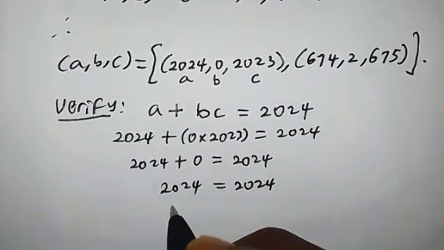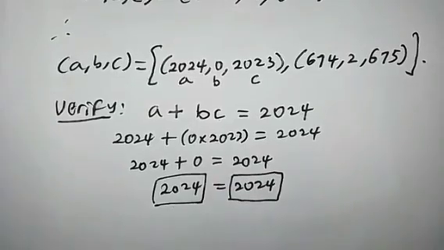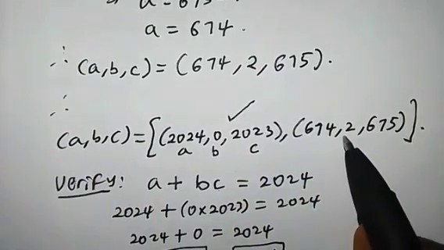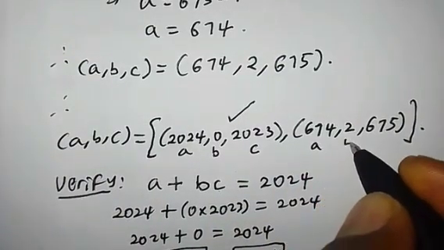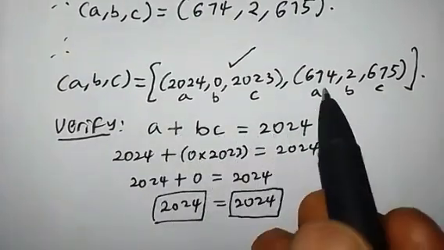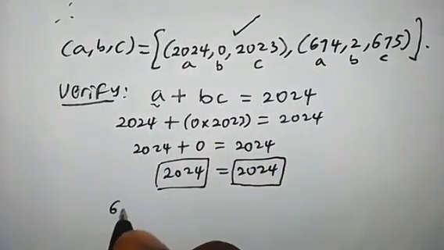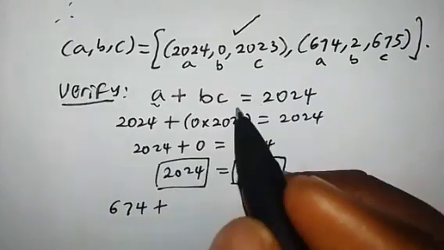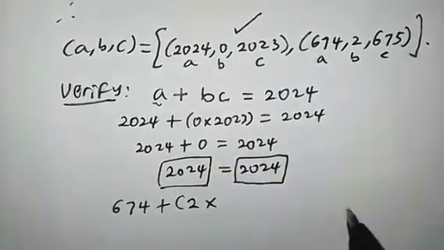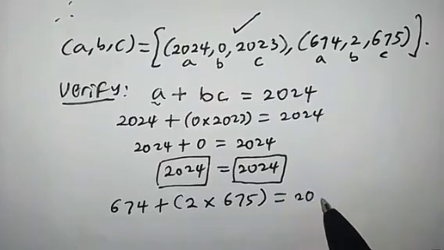You will see that the left hand side is the same thing as the right hand side. That means indeed this first answer is correct. Now let us verify the second solution. This is A, this is B, this is C. Using this same equation, we can verify this. In place of A, we write what? 674 plus. In place of B, we write 2. So that is 2 times C, 675, equal to the right hand side 2024.